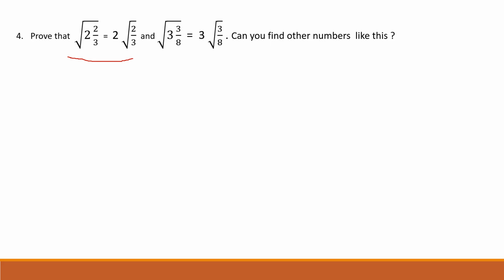First of all, look at the form of fraction. It's in mixed form. So our first task is to convert it into improper fraction, is it? So, how will you write 2 by 3 as an improper fraction?